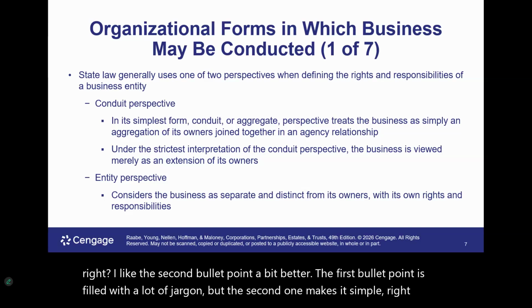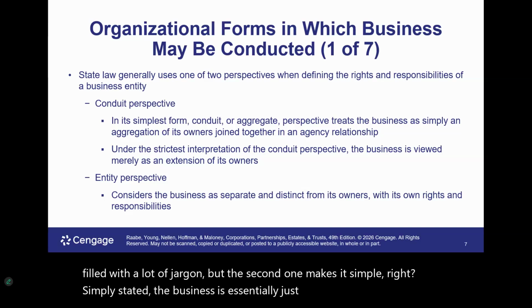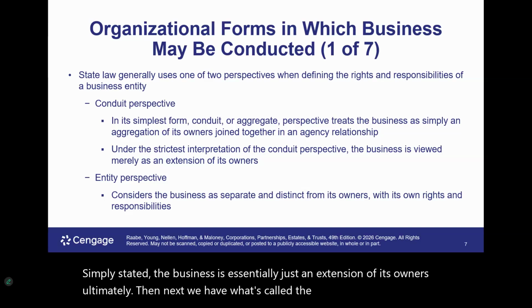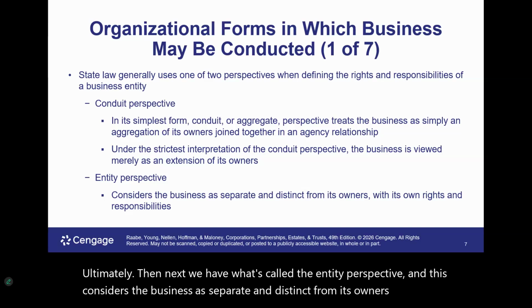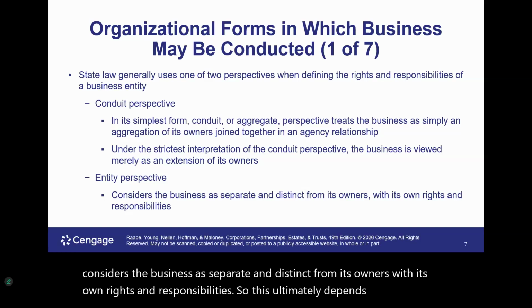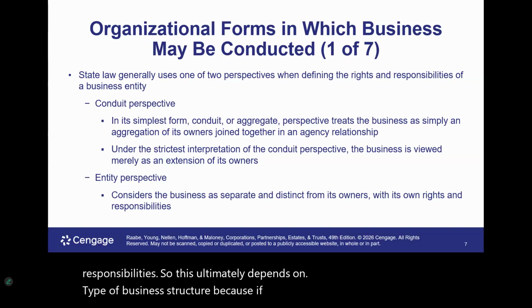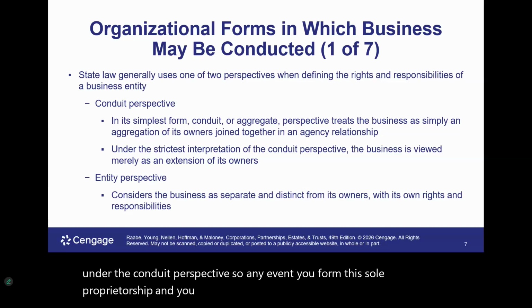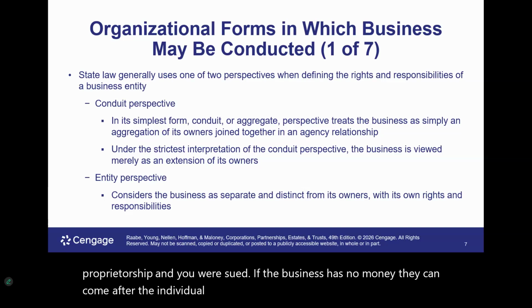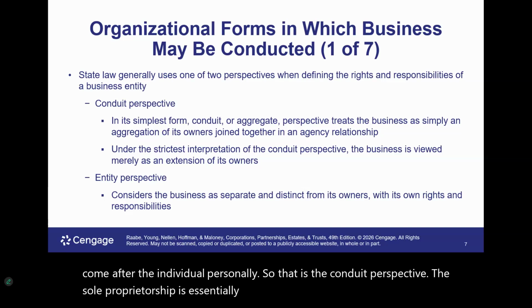Simply stated, the business is essentially just an extension of its owners. Then next we have what's called the entity perspective, and this considers the business as separate and distinct from its owners, with its own rights and responsibilities. This ultimately depends on the type of business structure, because if you are a sole proprietorship, you fall under the conduit perspective. So in the event you form this sole proprietorship and you were sued, if the business has no money, they can come after the individual personally. So that is the conduit perspective. The sole proprietorship is essentially just an extension of the individual that owns it.